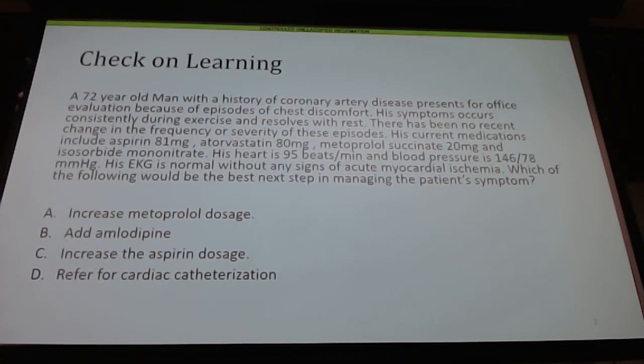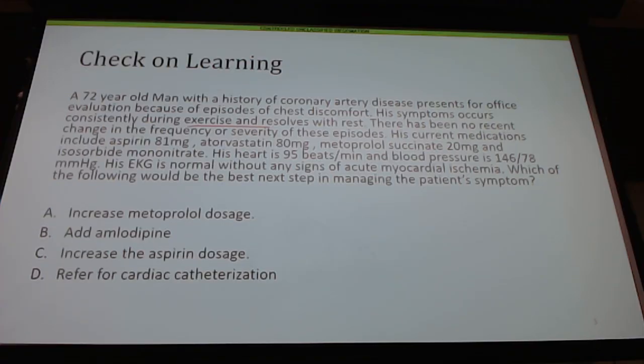So this is more of a management type of question, but something to think about, okay? So you have a 72-year-old man, history of coronary artery disease, that presents for office evaluation because of episodes of chest discomfort. His symptoms occur consistently during exercise and resolve with rest. So this is kind of a classic picture of stable angina. There has been no recent change in the frequency or severity of these episodes.